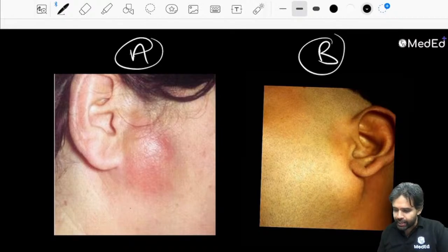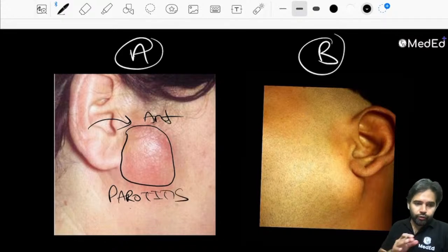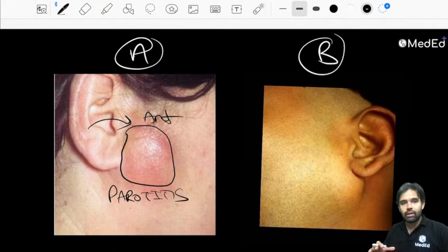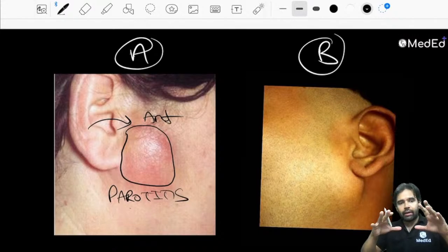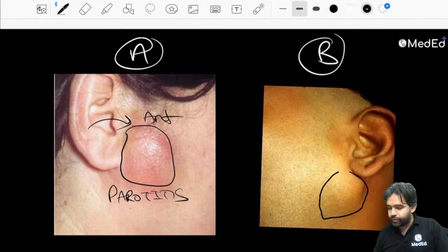If you see any swelling that is anterior to the ear, if it's a swelling over here, this is a parotitis. This is a parotid swelling. There is no sweating seen over here. It is basically just a swelling that is anterior. Initially it will be less marked, and later on it becomes a very demarcated circular swelling. Anterior is parotitis. But if it is more posterior and inferior, this is a Bezold's abscess.